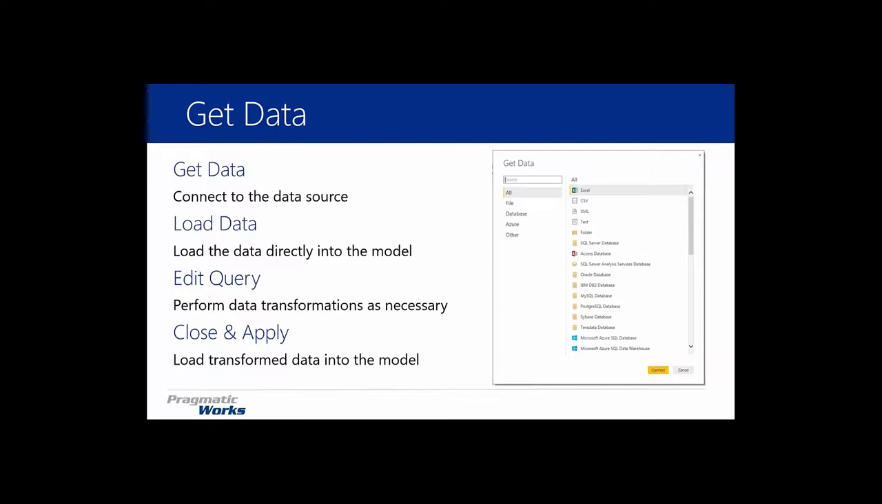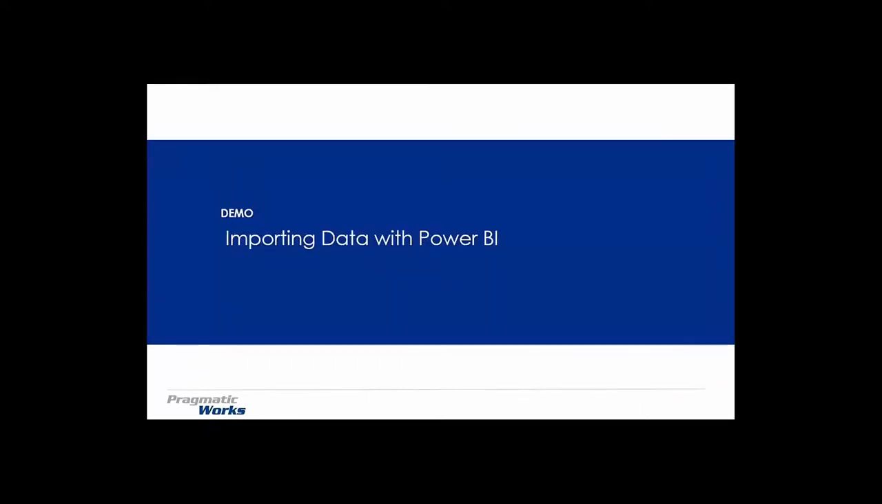Usually you're going to want to edit the query. At the very least, you'll probably want to hit the edit query button so you can look and see whether or not you want to load it. Okay? Once you do the edit query, that will launch open the query editor where you can do some data manipulation. And then finally, when you're happy with the data and you want to load it into your model, you'll hit close and load to load that into a data model. Okay, and so we'll talk through those steps here now.